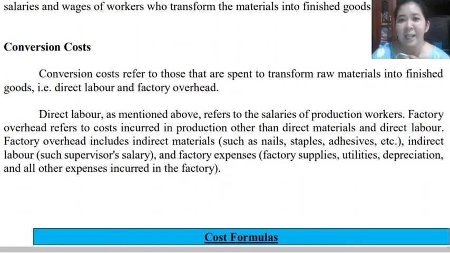For the next video lecture, we will continue with the next topic under our module 1. We will discuss the different cost formulas that are commonly used in production.